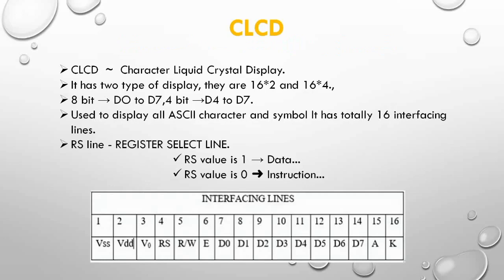CLCD, character liquid crystal display. It has two types of display: 16x2 and 16x4. 8-bit mode uses D0 to D7 and 4-bit mode uses D4 to D7. It is used to display ASCII characters and symbols. It has a total of 16 interfacing lines. The RS line means register select line. An RS value of 1 means data, and an RS value of 0 means instruction.